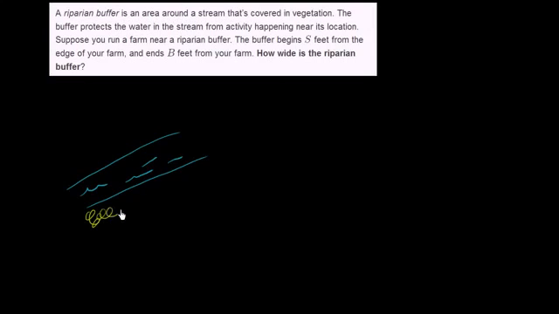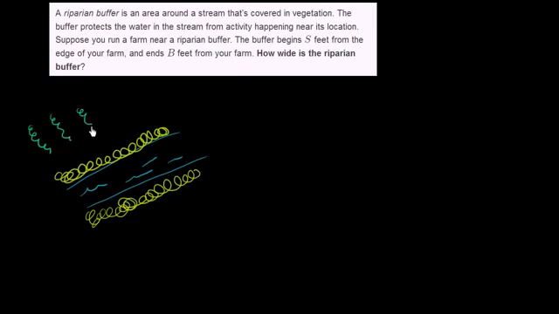So this could be the riparian buffer right over here on this side of the stream. And maybe there's another one on this side of the stream right over here. Suppose you run a farm near a riparian buffer. The buffer begins S feet from the edge of your farm and ends B feet from the edge of your farm. How wide is the riparian buffer? So this right over here could be maybe my farm. So I got my farm here. Those are my crops.